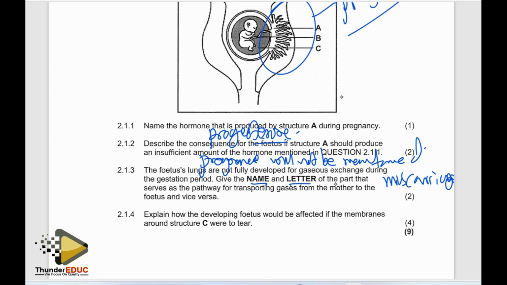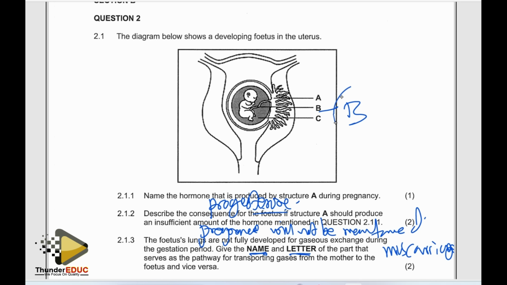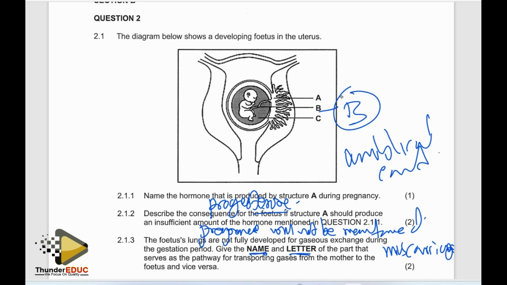Give the name and the letter of the part that serves as a path for transporting the gases from the mother to the fetus and vice versa. So we have to look for the letter and the name. The answer is B, that's the letter, and the name is umbilical cord. Guys, umbilical cord is not A. Many people write A. It's not A. It is U. U for umbilical.